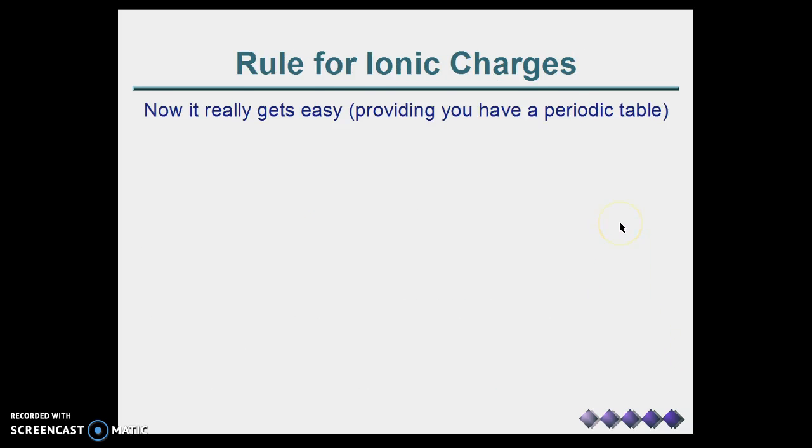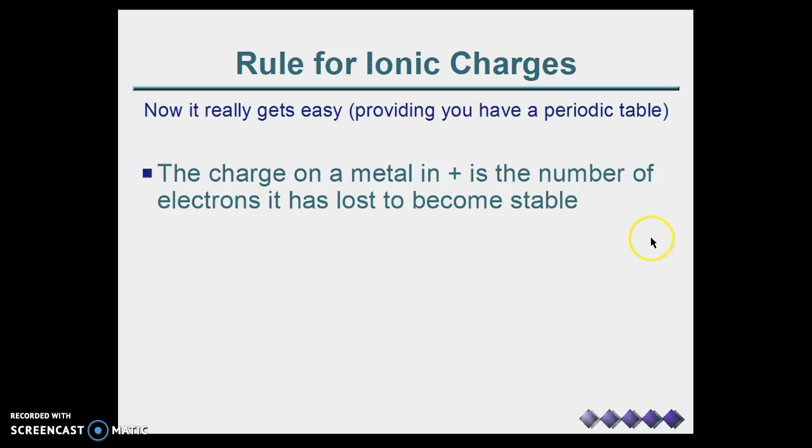Now, how do you figure the charges? Well, if you have a periodic table, it's fairly easy. The charge on the metal in positives is the number of electrons it's lost to become low energy stable. So sodium in the first column loses 1, therefore its ion is Na+.